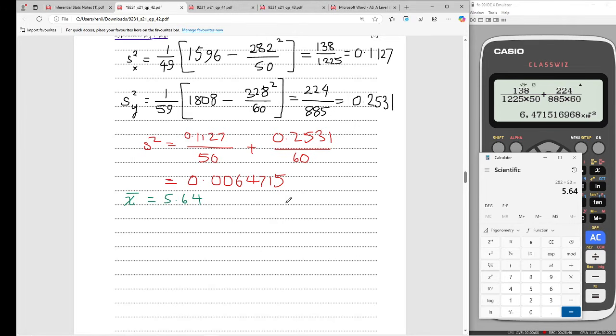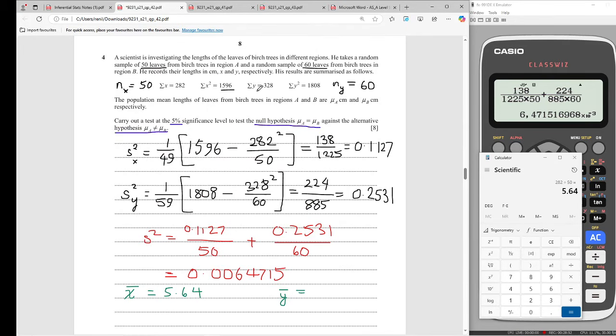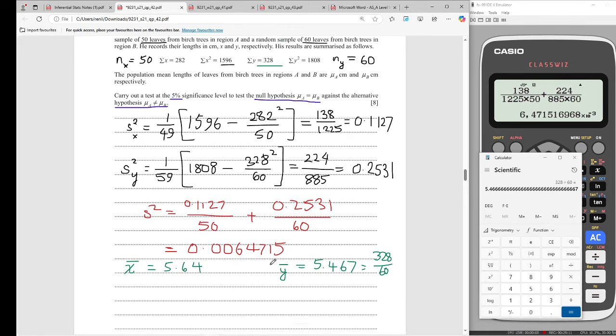and the mean of y, which is y dash, equals the sum of y, 328, divided by the number of terms of y, which is 60, which is 5.467. Okay, which is just equal to 328 over 60. Fine, we can just plug this value directly into the calculator, no issues there.